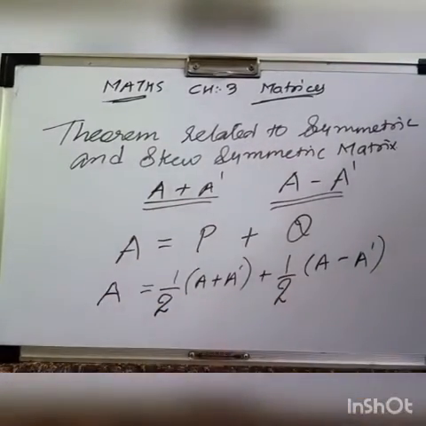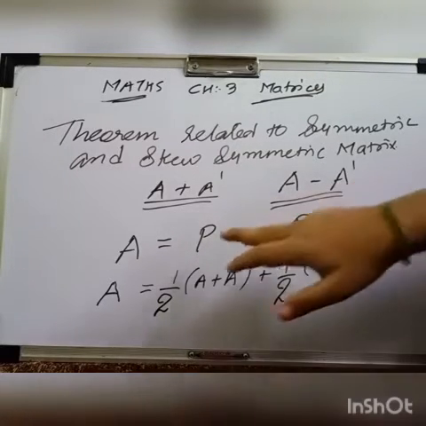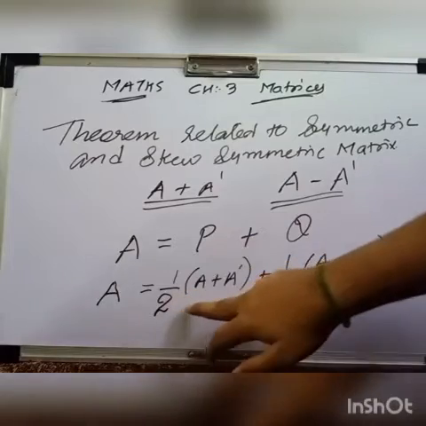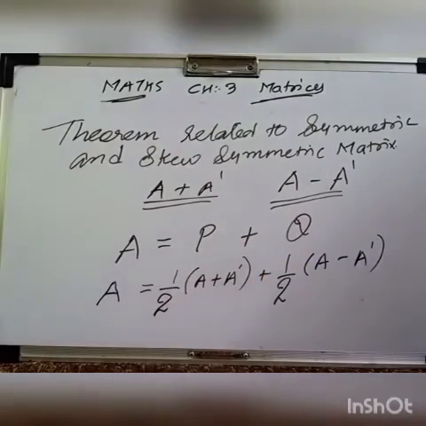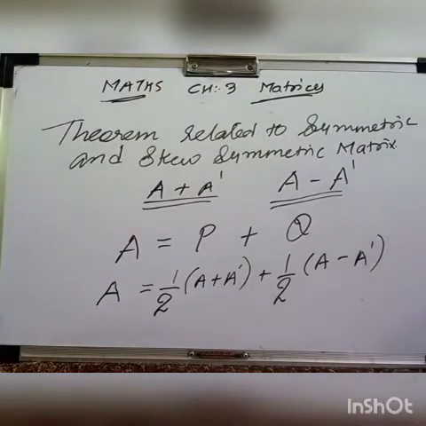and half A plus half A will give me A. So any random square matrix can be written as a summation of two matrices, that is, a symmetric matrix plus a skew symmetric matrix, where the formula for the symmetric matrix is half (A plus A transpose), whereas the formula for the skew symmetric matrix is half (A minus A transpose).